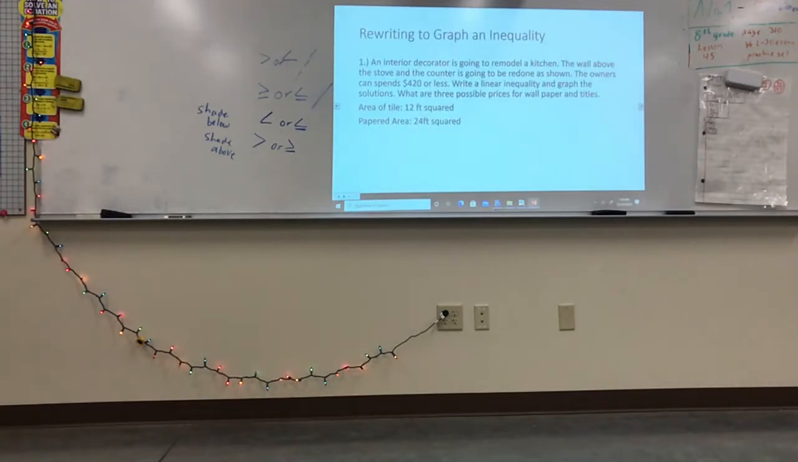An interior decorator is going to remodel the kitchen. The wall above the stove and the counter is going to be redone as shown. The owner can spend $420 or less. Write a linear inequality and graph this solution. What are the 3 possible prices for the wall paper and tile?